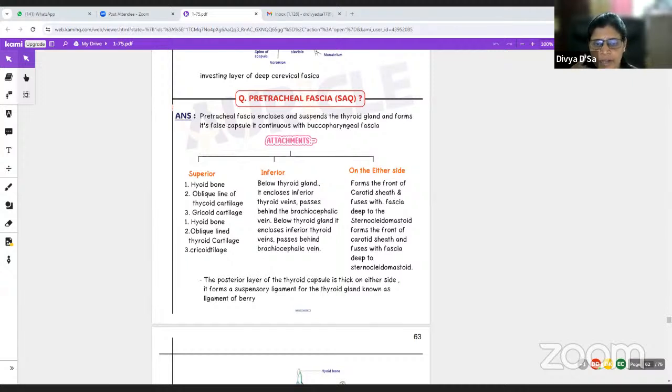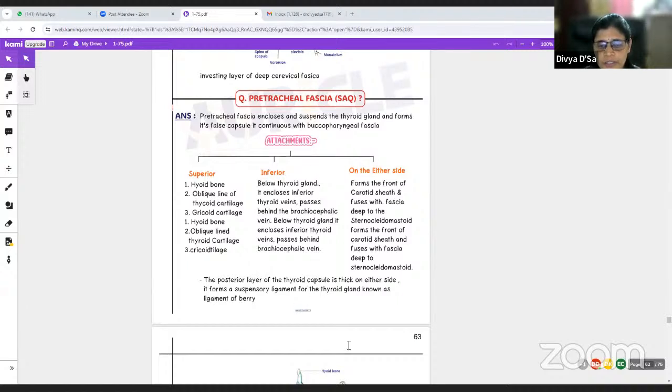Inferiorly, below the thyroid gland, it encloses the inferior thyroid veins and passes behind the brachiocephalic vein. And below the thyroid on either side, it forms the anterior layer of the carotid sheath, and fuses with the fascia deep to the sternocleidomastoid. So that is the attachment of the pretracheal fascia.